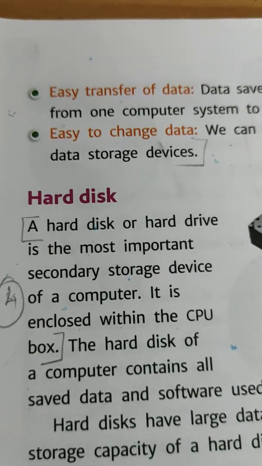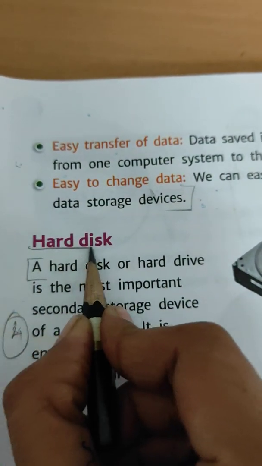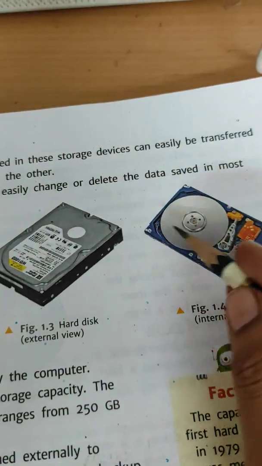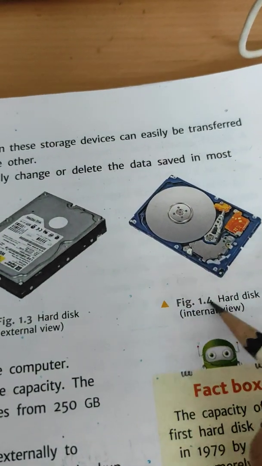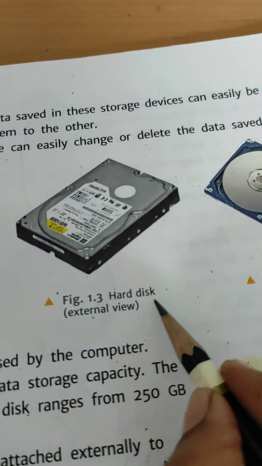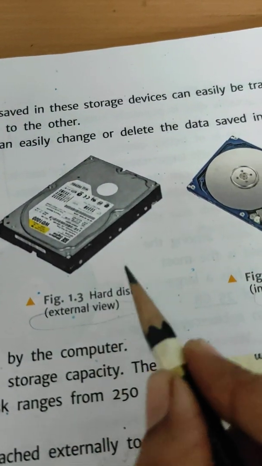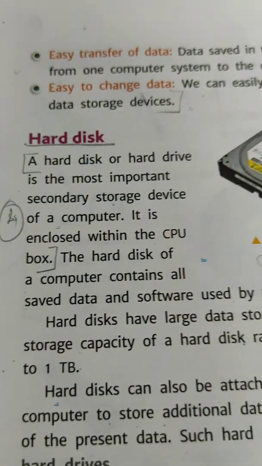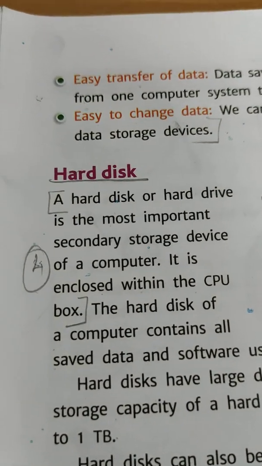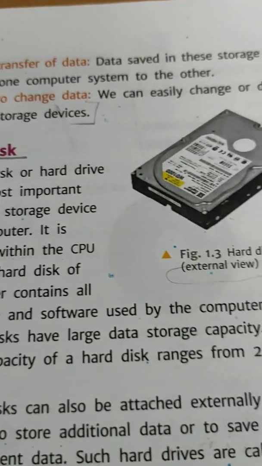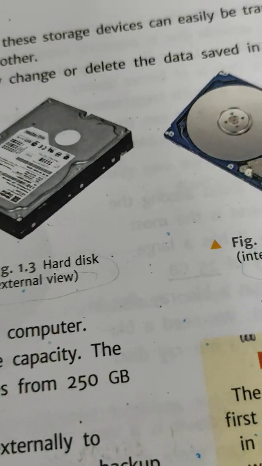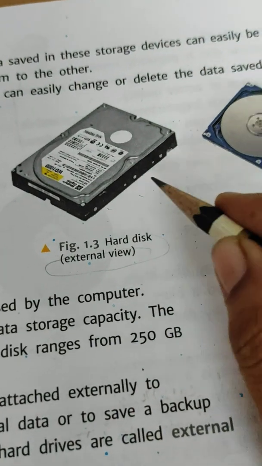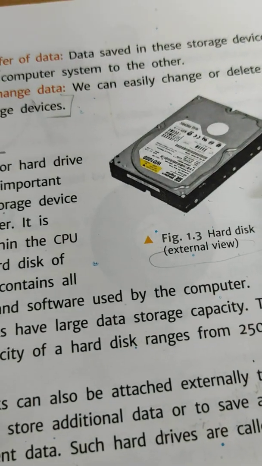First is the hard disk. Hard disk is a secondary storage device. You can see here the internal view of the hard disk and the external view of the hard disk. Hard disk or hard drive is the most important secondary storage device. It is enclosed within the CPU box. If you open your CPU box, you can see this hard disk.